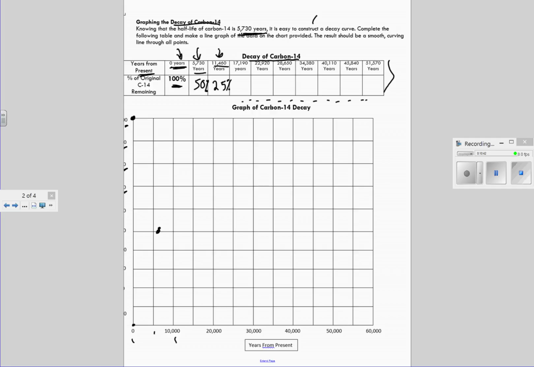Okay, next point. I'm going to be at 11,460 years. So again, I'm going to make up my best guess. This graph is purely your best guess. I'll say right about there. And let's say that here is about 25%.